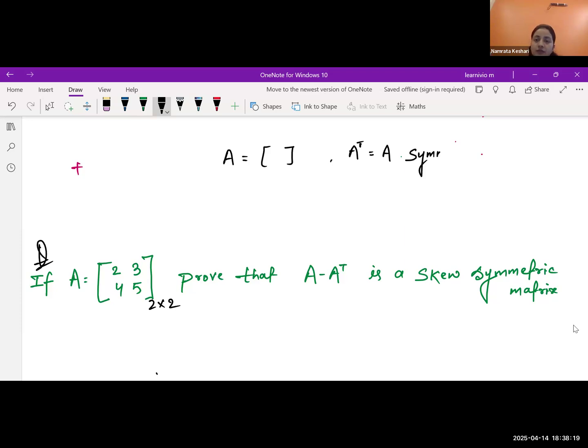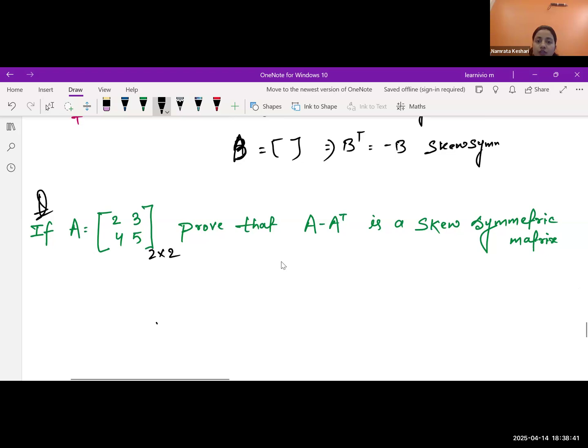And when we are having another matrix B, where we find the transpose of B, and we are getting negative of B, that is called skew symmetric. Yeah, let's continue. So A is given over here.